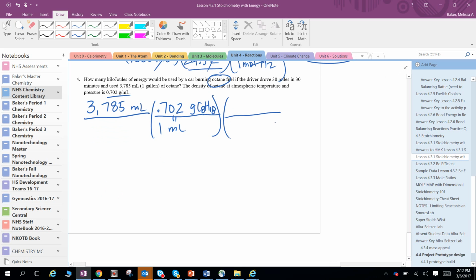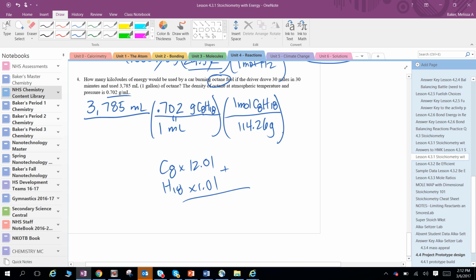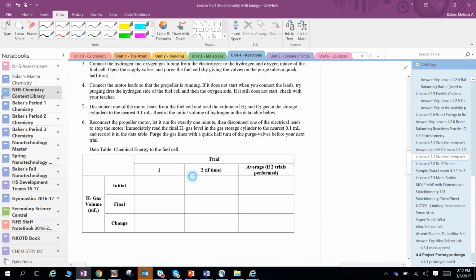Okay, so now that we've got grams of octane, we can divide by the molar mass to convert this into how many moles we have. So C8H18, carbon's molar mass is 12.01, hydrogen is 1.01. If we add all of those together, we get 114.26 grams. So we know 1 mole of octane produces 5,430 kilojoules, because that's what it says on this table at the very top.